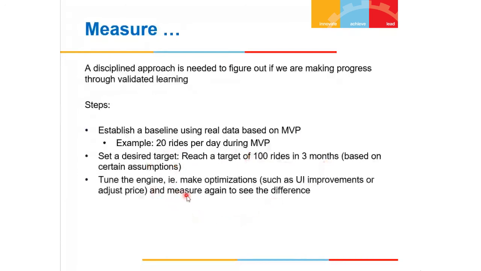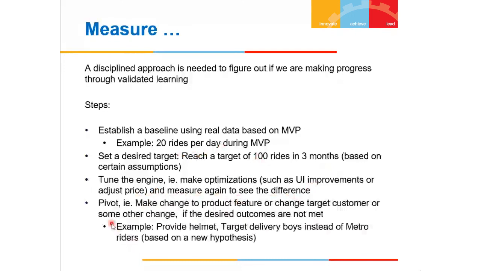Then you tune the engine. You make optimizations like improving the UI or adjusting the price. These are all small improvements that you make, and you measure again to see whether there is any difference. Is this 20 rides per day going up from 20 to 50, 50 to 100, over a period of time? Are you seeing an improvement? Because based on these changes is what you need to keep measuring.